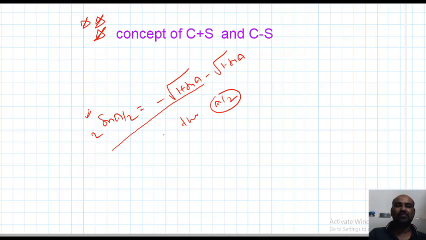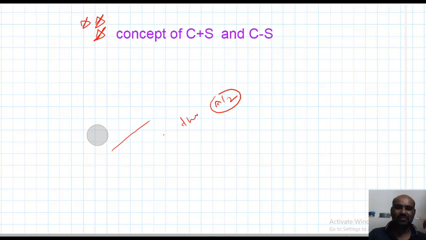To solve this problem we need to learn the concept of C plus and C minus. It is not an easy concept, it is a difficult concept. I want to explain. Before that, our previous chapter was periodicity. I already explained the period of sine, cos, sec, cosec, tan, cot functions, and problems based on periodic functions. But what is the use of period?